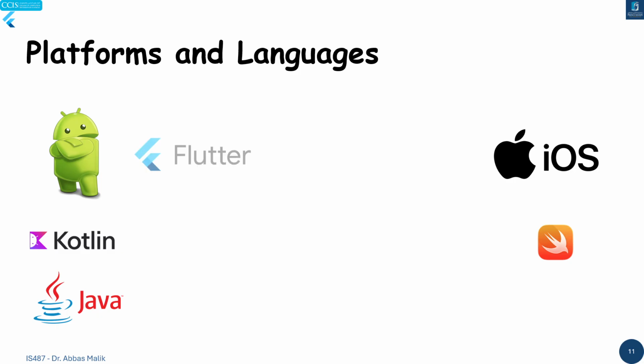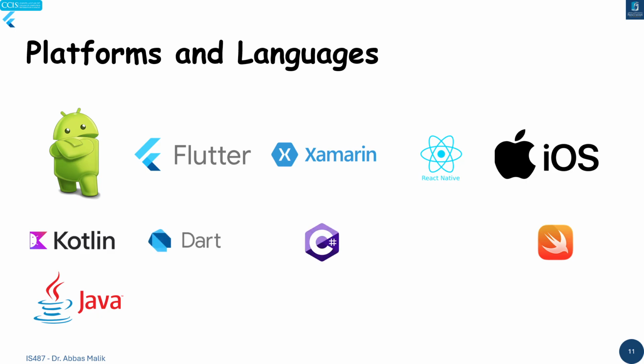In addition to that, we also have some cross-platform application development environments. We have Flutter, we have Xamarin, we have React Native. For Flutter, we use Dart as a programming language. For Xamarin, we use C# as a programming language, and for React, we are using JavaScript.